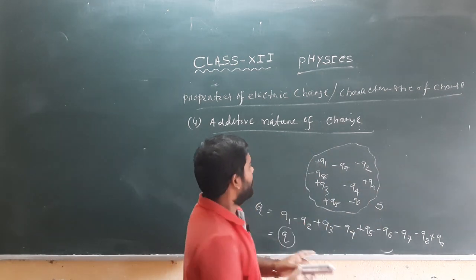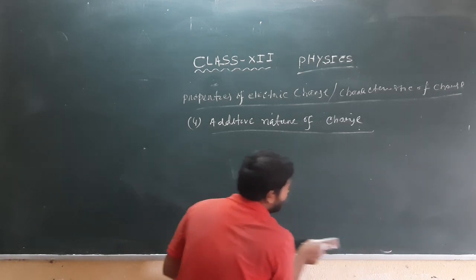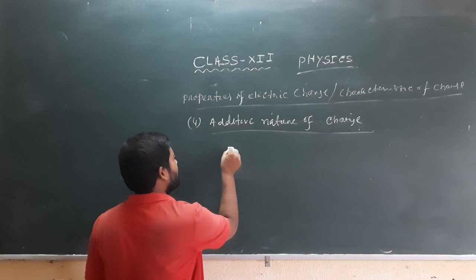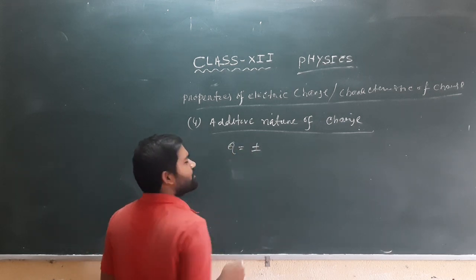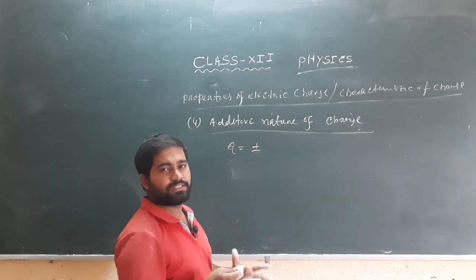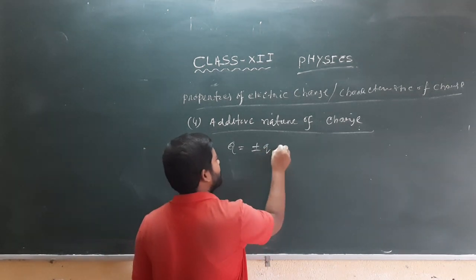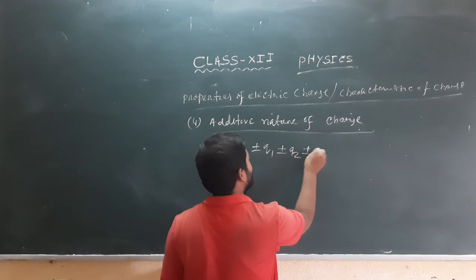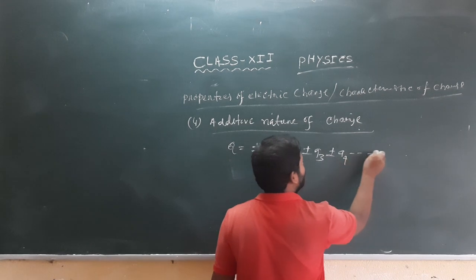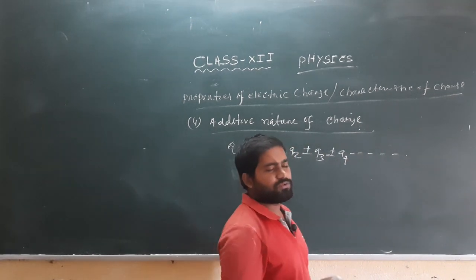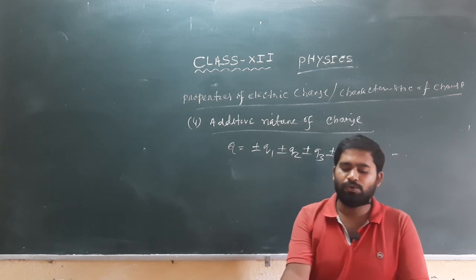So that is why the additive nature in general form we can write as: per the additive nature of charge, the total charge of any system will be the algebraic sum of all the charges present at the different points of that system. So plus or minus q1, plus or minus q2, plus or minus q3, plus or minus q4, like this. This will give the total charge of any system as per the additive rule.